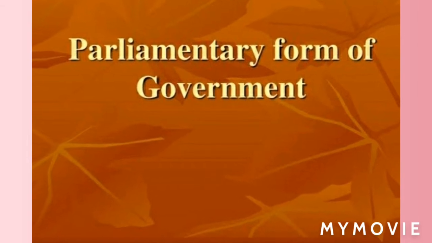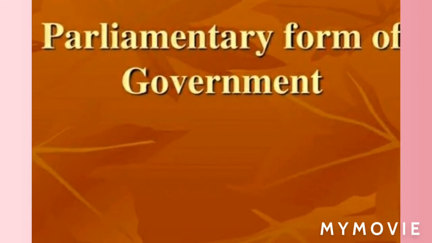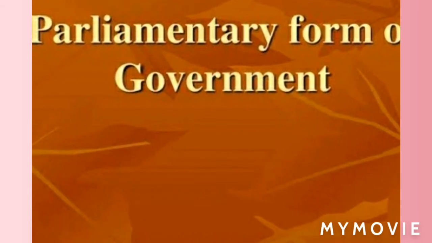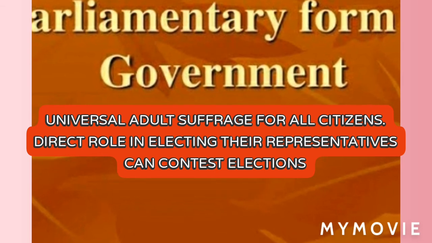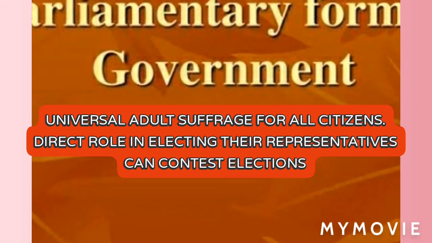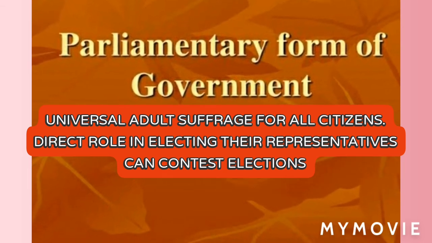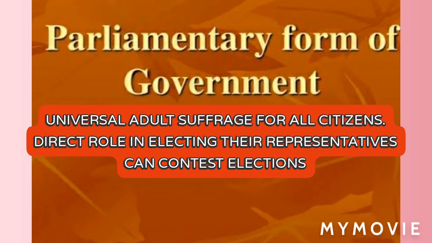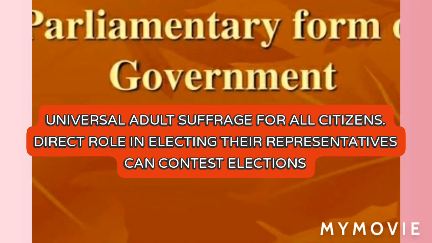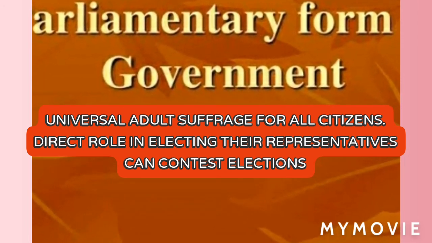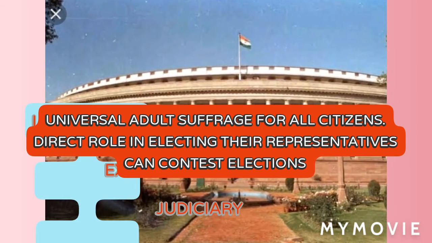Now, the next feature of the Indian Constitution is the parliamentary form of government. The Constitution of India guarantees universal adult franchise for all citizens. This means that the people of India have a direct role in electing their representatives. Also, every citizen of the country, irrespective of his or her social background, can contest in elections. These representatives are accountable to the people.